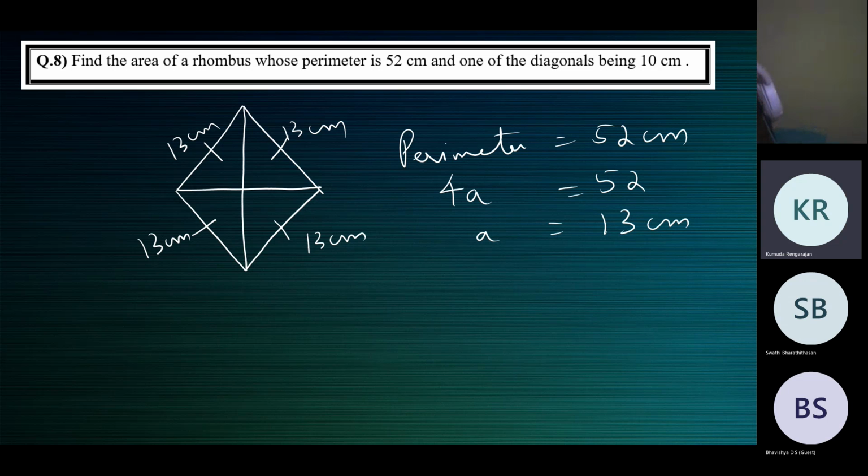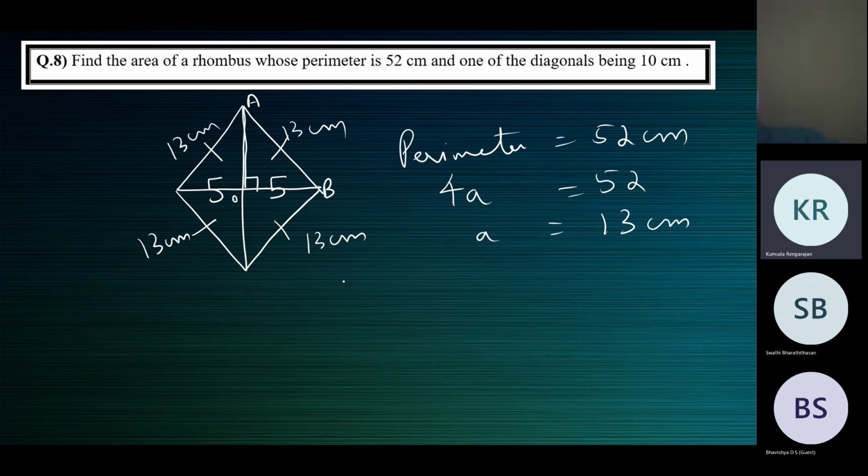Diagonals of a rhombus bisect each other. That means they cut each other into two equal halves, and they meet at right angles. So this is 90 degrees. The length of one diagonal is 10, so it will be 5 here and 5 here because it's cut into two equal halves. Now using Pythagoras theorem, you can find the length of this side. I'll name this triangle AOB.